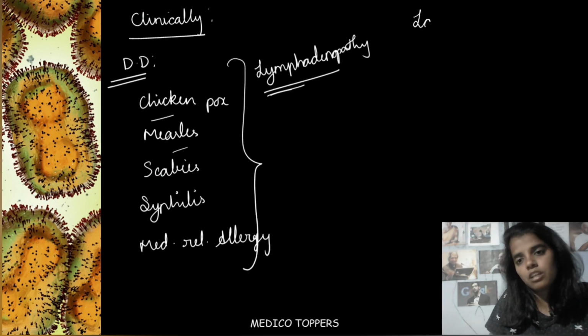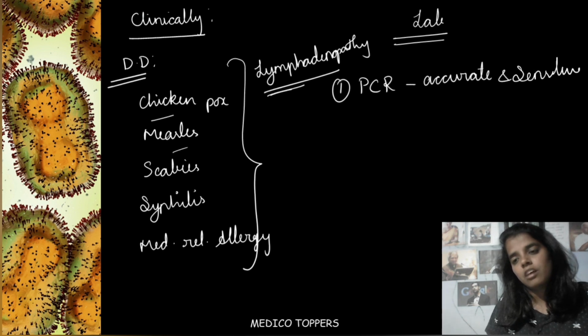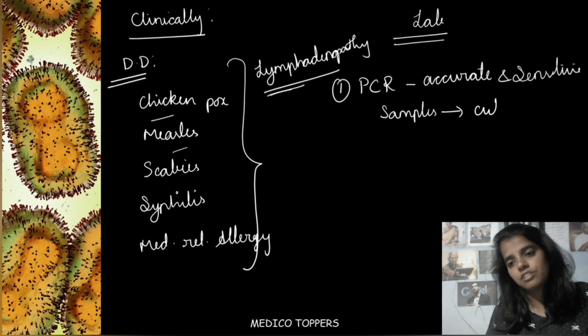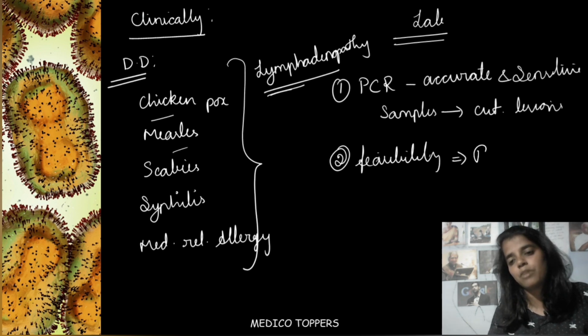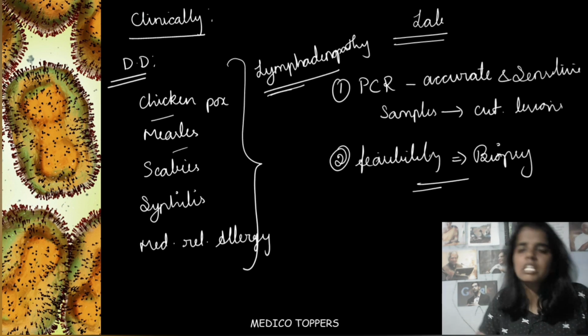Now moving on to the laboratory investigation. Still now, the polymerase chain reaction test is considered to be accurate and sensitive. The samples will be mainly taken from the cutaneous lesions. And if feasible, we can think about going for biopsy. So these are the laboratory investigations recommended by WHO till now. So this is all regarding the must-know facts.